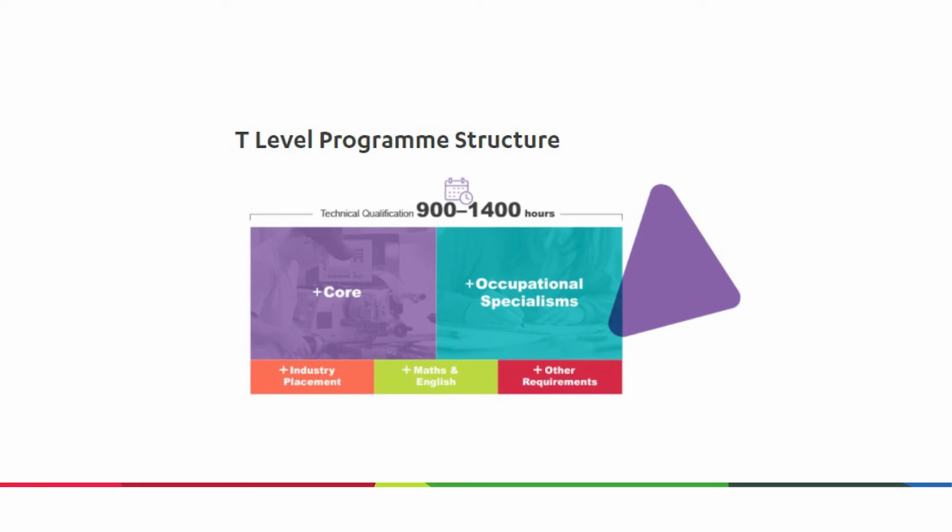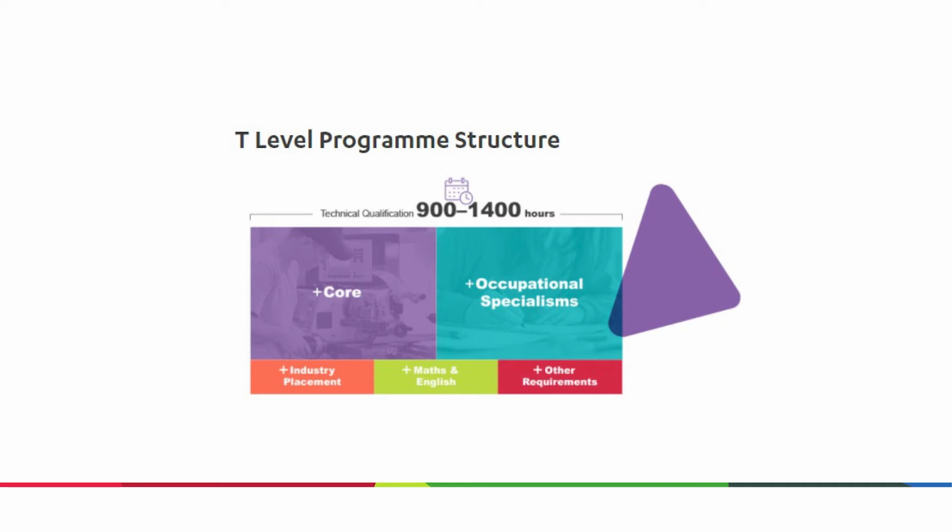But what makes our T-level unique is we also have the three underpinning pathway elements within that first year core, which is health, healthcare science and science. So all students will study health and science, and then they will also have their individual pathways of either health, healthcare science or science. And then this leads on into their second year where they will focus on their occupational specialisms. And those occupational specialisms will fit in one of those three pathways.